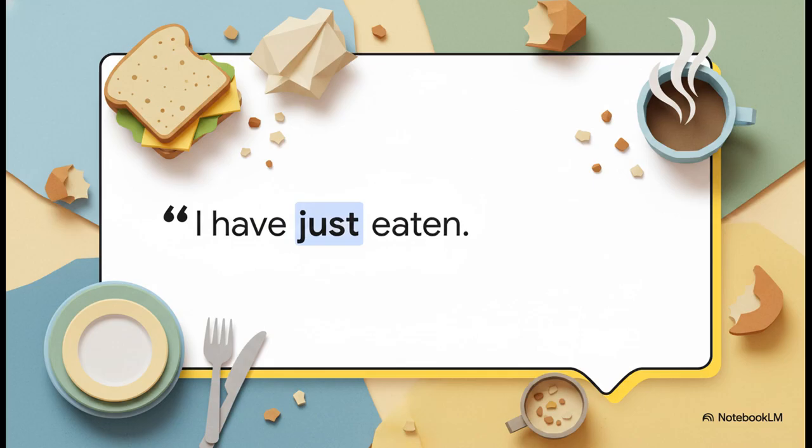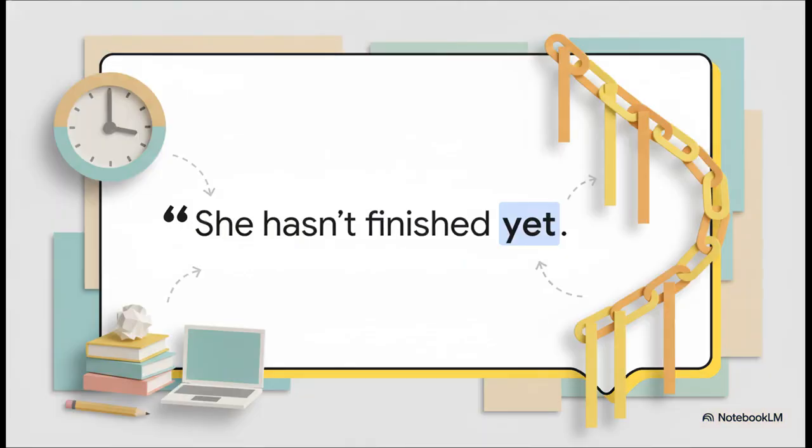So for instance, if you literally just finished your lunch, you can say, I have just eaten. That little word just tells us it happened very recently, which is why it's relevant to now. Maybe that's why you don't want a snack. Or for a negative sentence, you could say, she hasn't finished yet. That word yet is our big clue. It signals that we're using the present perfect, and we're still kind of waiting for the thing to happen.